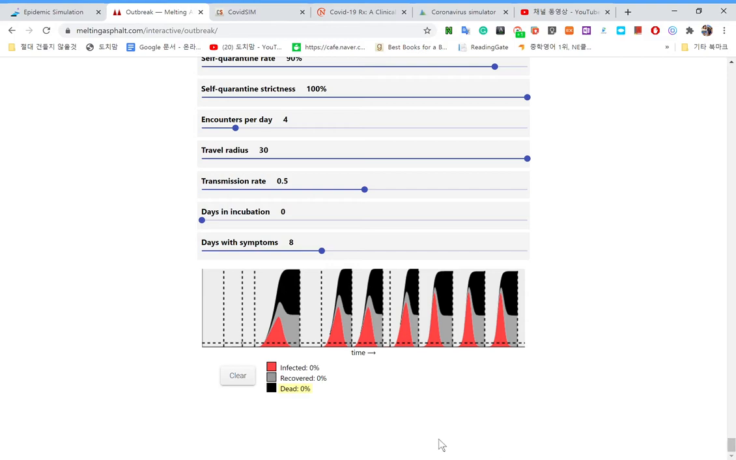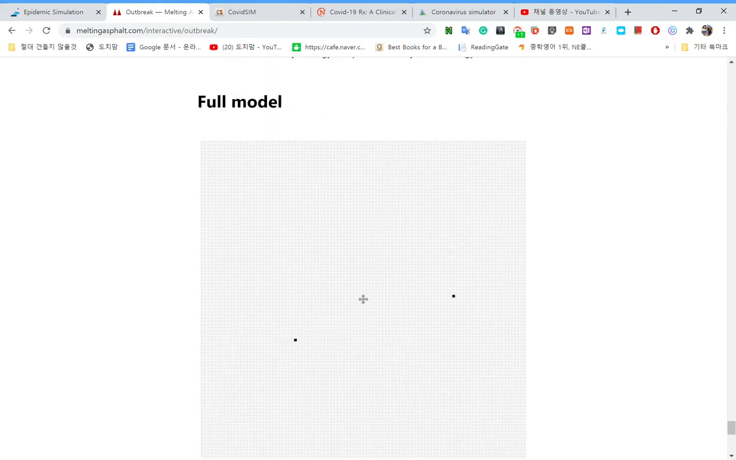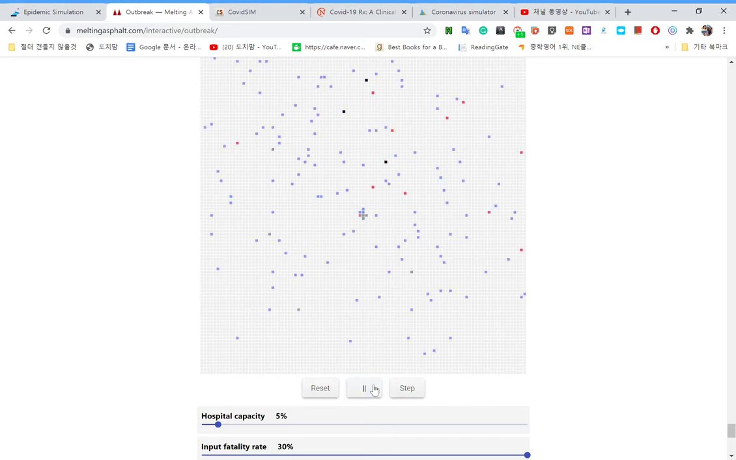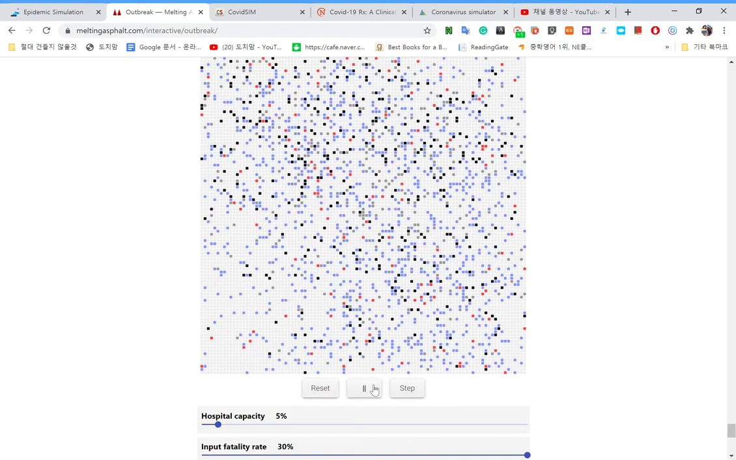But what would happen if the days with symptoms is much longer, and there was one day, one single day, of incubation? Due to the one day of incubation period, almost everybody got infected. You know what I mean here, right?